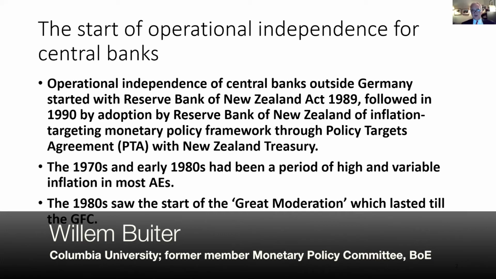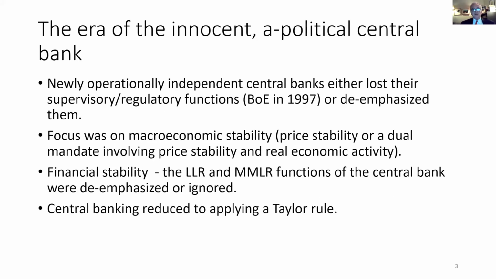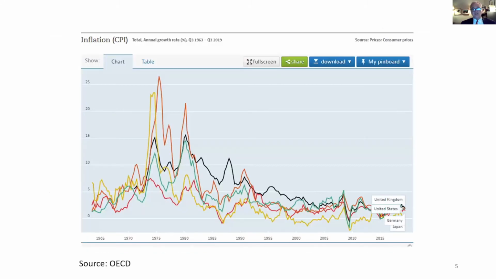Operational independence started with New Zealand, in the late 1980s, 1990. It was introduced during a period when the role of central banks was de minimis, where central banks, when they gained operational independence, like the Bank of England, gave up all the supervisory regulatory functions. But of course, during the great financial crisis, it all came back, and central banks pursued a host of supervisory, regulatory, and financial stability functions.